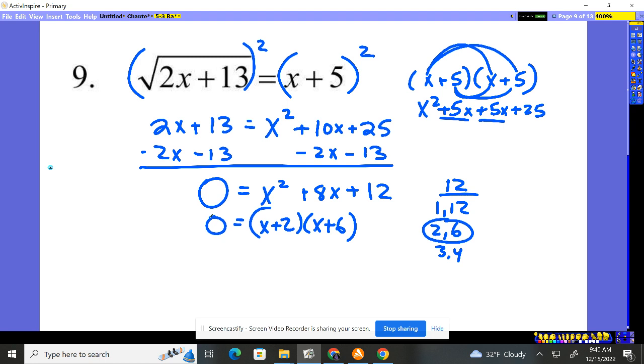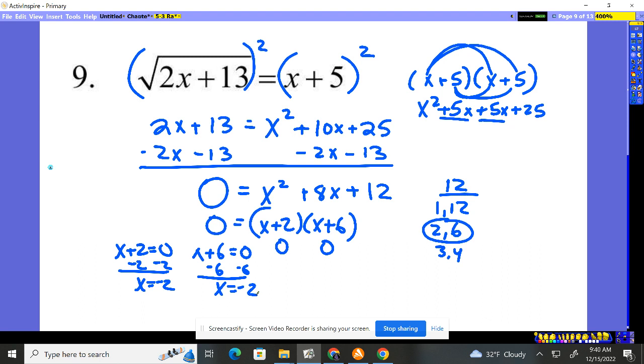Now, we have two things multiplied together that equal 0. That means one of those two pieces has to be 0. That's the only way you could have it: 0 times something gives you 0, or something times 0. You can't have ones and negatives, it won't give you 0. So either this guy has to be 0 or that guy has to be 0. So x plus 2 has to be 0, or x plus 6 has to be 0. I subtract 2 from both sides and get negative 2. I subtract 6, and negative 6 is my other option.